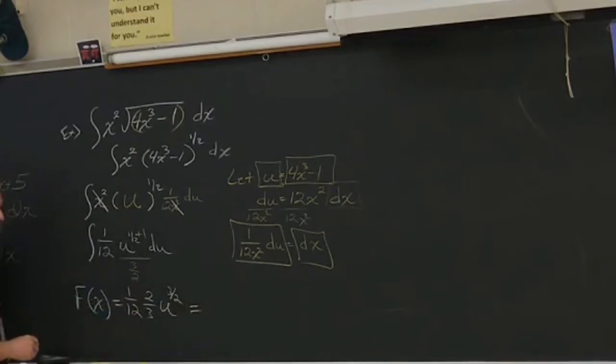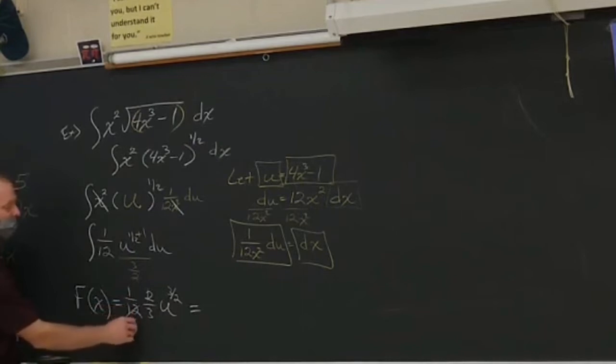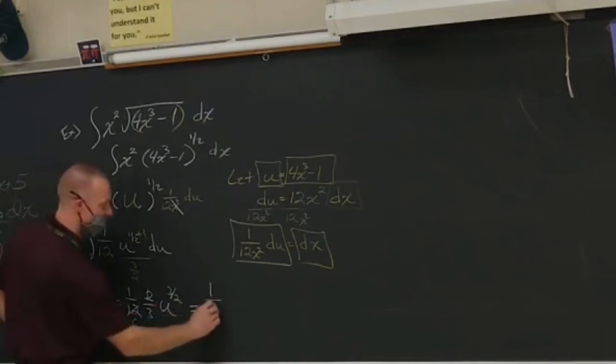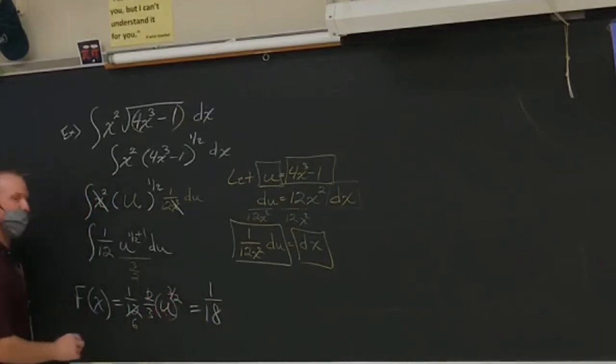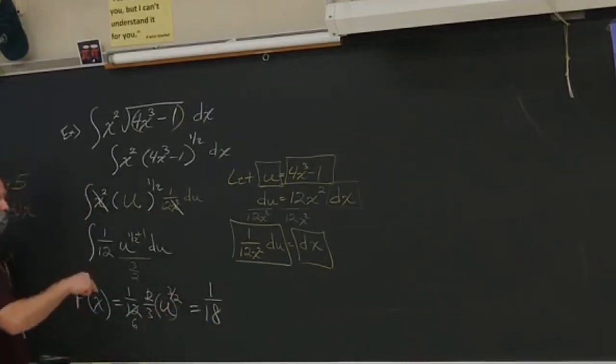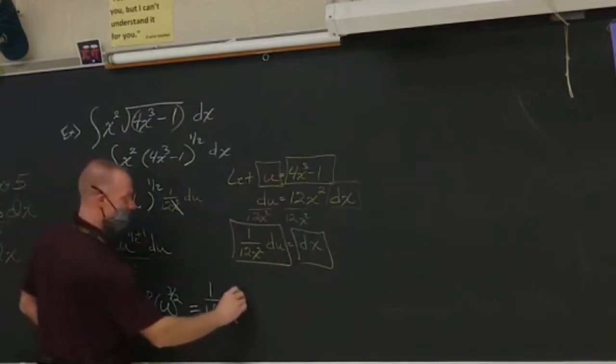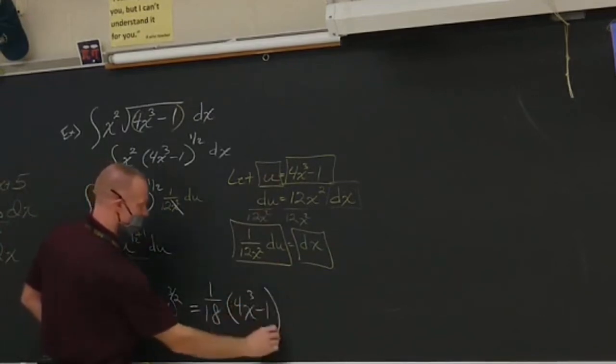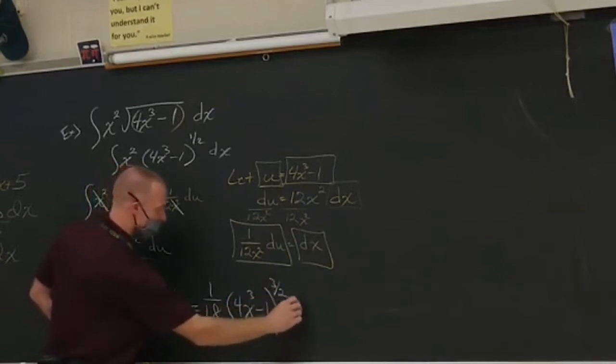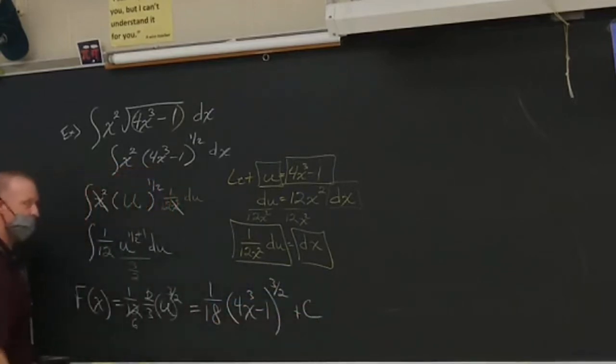1/12 and 2/3, like it or not, you got to do a little bit of simplifying. So basically we get a 1/18. But this u needs to get turned back into what it equals. It needs to become a function of x. And of course, it's equal to 4x cubed minus 1. So I have 1/18 of 4x cubed minus 1 all to the 3/2 plus c.